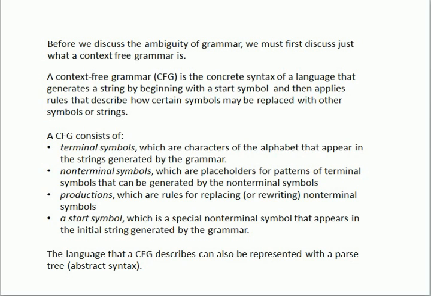A context-free grammar consists of terminal symbols, which are characters of the alphabet that appear in the strings generated by the grammar. Non-terminal symbols, which are placeholders for patterns of terminal symbols that can be generated by the non-terminal symbols. Productions, which are rules for replacing or rewriting non-terminal symbols. And then a start symbol, which is a special non-terminal symbol that appears in the initial string generated by the grammar. The language that a context-free grammar describes can also be represented with a parse tree.